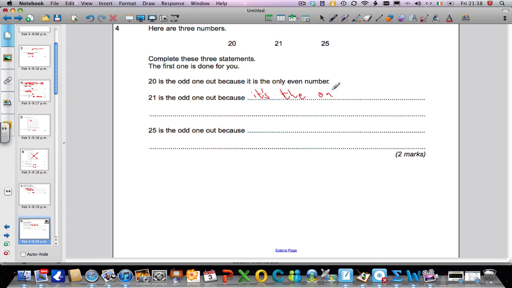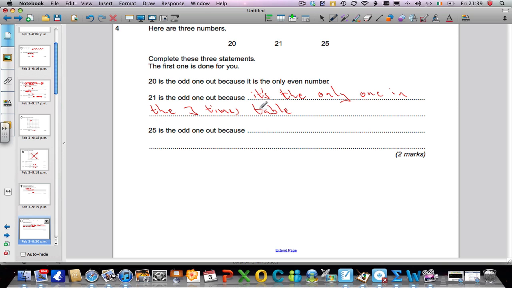The only one in the 3 times table. Is there any other reason that 21 could be odd? I'm sure there are many, but that for me was the easiest one to spot.